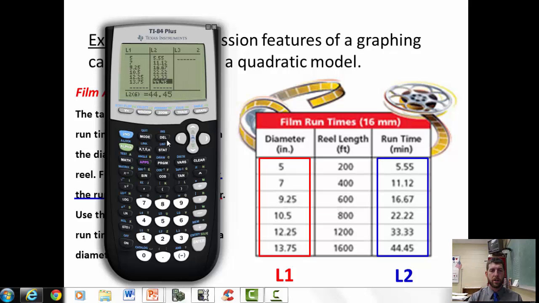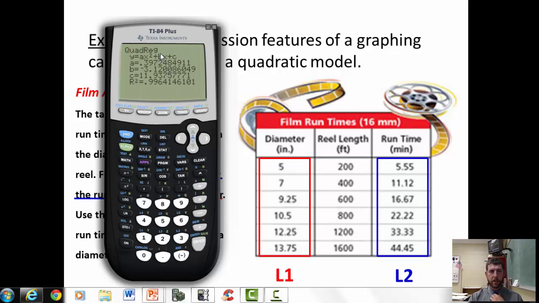Second step was go to Stat Calc. So hit Stat and go over to your Calc tab. And then we select Quad Reg, which is choice 5. You can just hit 5, or you can scroll on down to the 5. Hit Enter, Enter, and I'll get this equation.